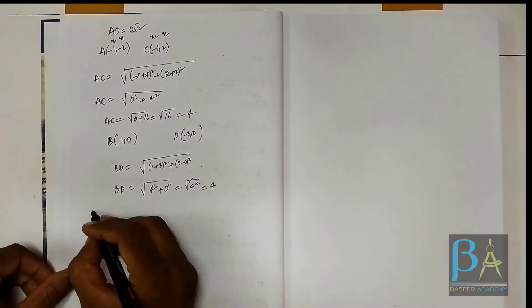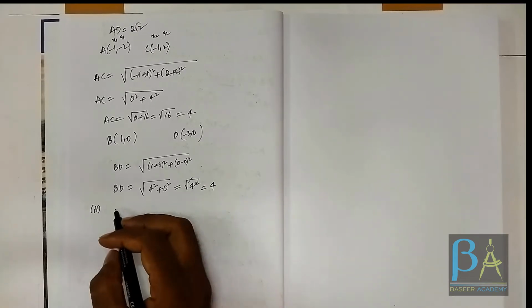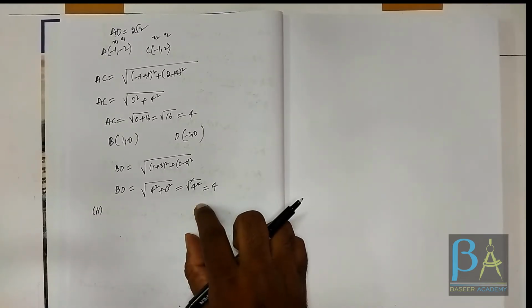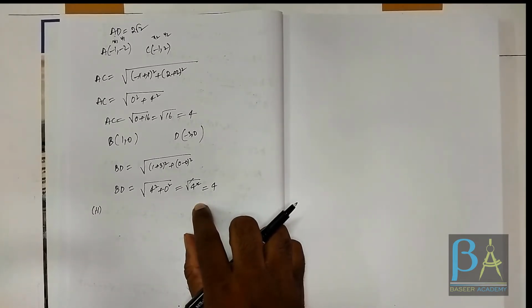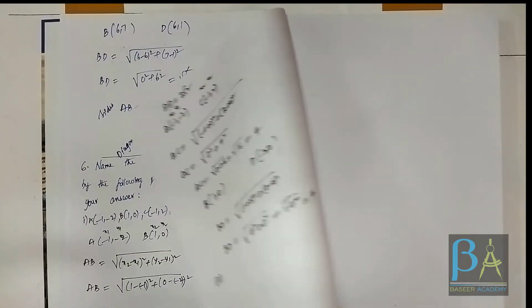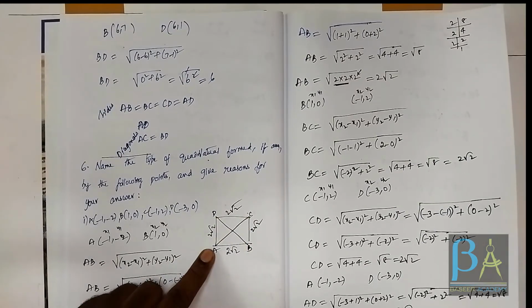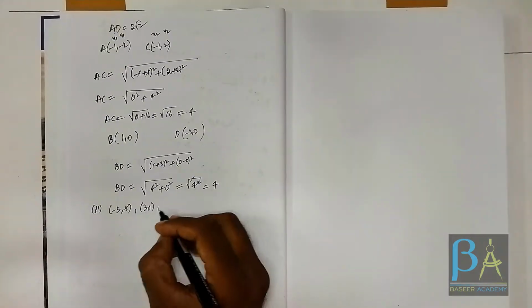Now in the same manner, we have 2 more bits in the 6th question. I will write those 2 bits, and I want you all to try those 2 bits by yourself. You have to do the same thing again. Find out all the four sides and find out the length of the diagonals and then decide what kind of quadrilateral it is going to be.